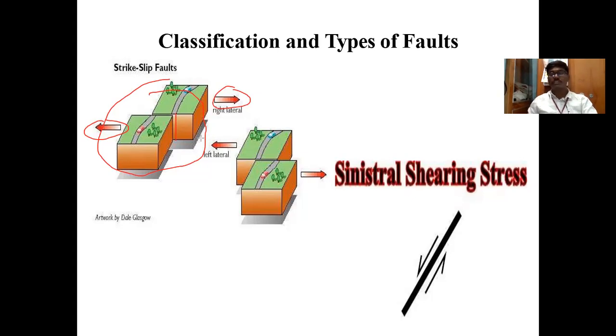The blocks, we say blocks because we cannot say foot wall and hanging wall, as they are not undergoing any inclined fault. So that's why we say it as a simple block. And these blocks are moved sideward. Then they are showing another type or classification of fault called the sinistral shearing fault or simple sinistral fault. So that was the second classification based upon the relative movement of hanging wall and foot wall.